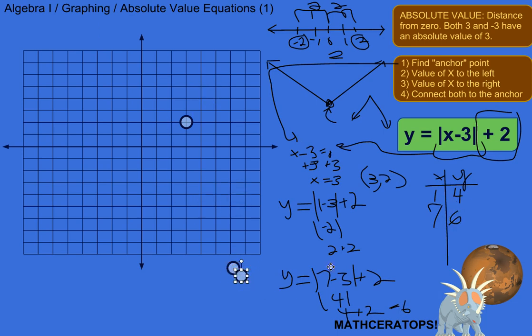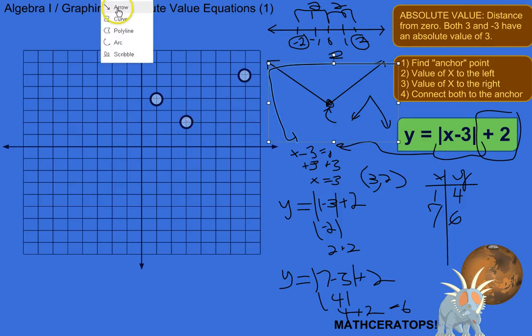So let's plot those points. Point 1, 4: x is 1, y is 4, 1, 2, 3, 4. Then x is 7. When x is 7, y is 6. So this is 3, 4, 5, 6, 7, and 1, 2, 3, 4, 5, 6. Okay, double checking.